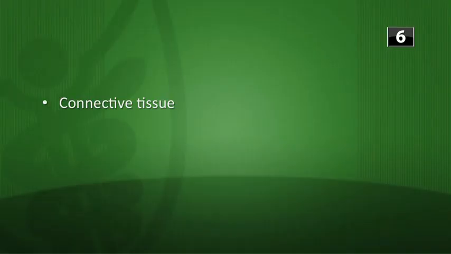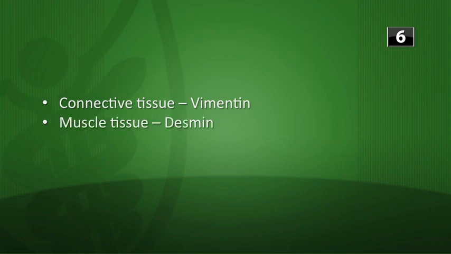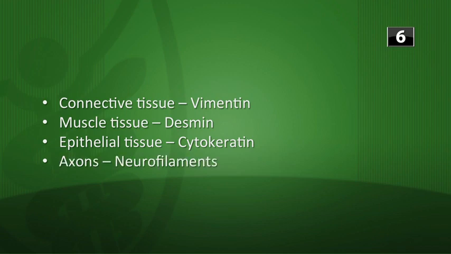Next, what intermediate filaments are found in the following tissue types and cellular structures? So in connective tissue, we said that was vimentin. In muscle tissue, it's desmin. In epithelial tissue, it's cytokeratin. And in the axons, it's neurofilaments.